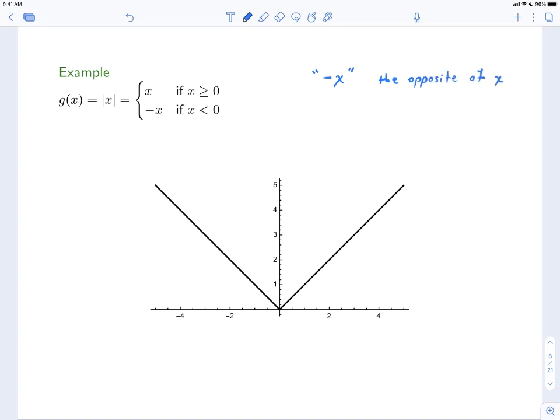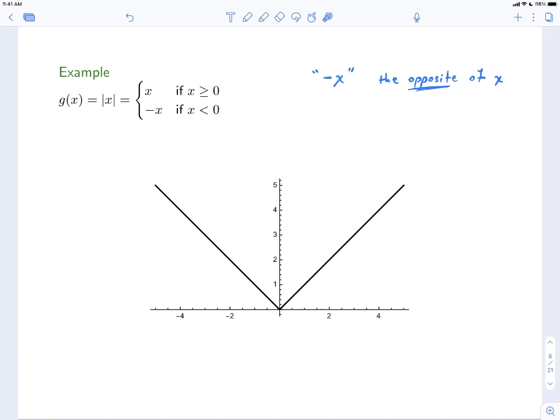And when we say opposite, the opposite sign. So if you give me a negative number, so x is less than 0, then you return to me the opposite of x, the opposite sign. So x is negative, which means the opposite of x is necessarily positive. If x is greater than or equal to 0, you give me back x, which is positive. If x is negative, then you give me back the opposite of x, which is also positive. So the output will always be positive.